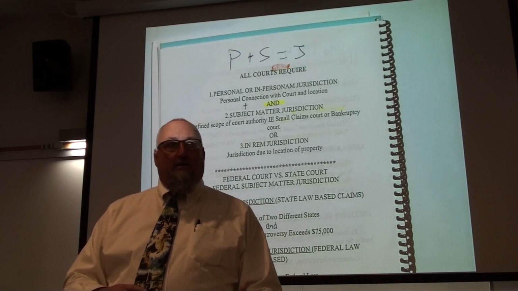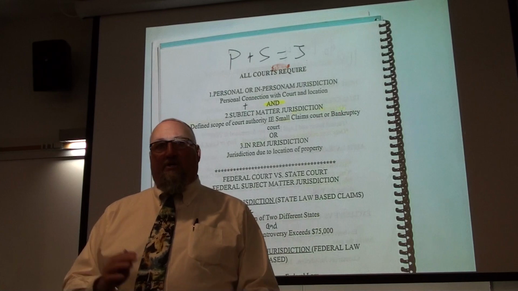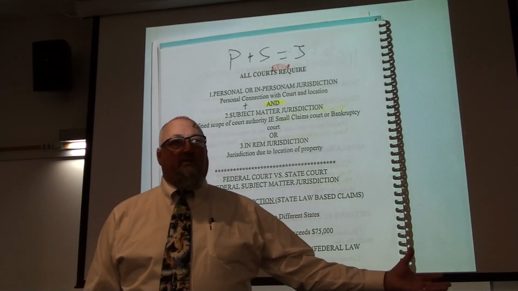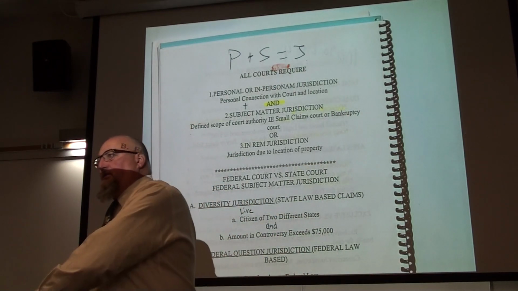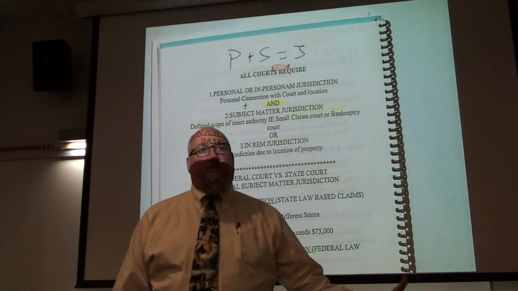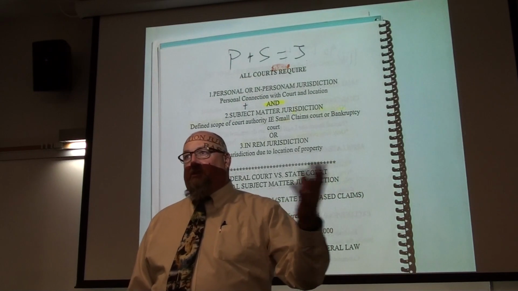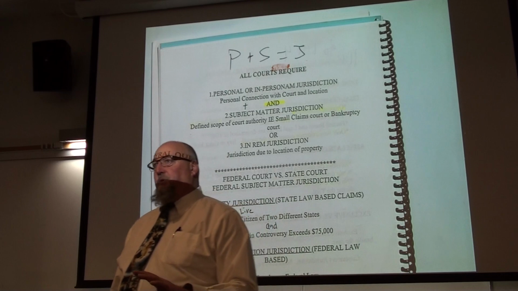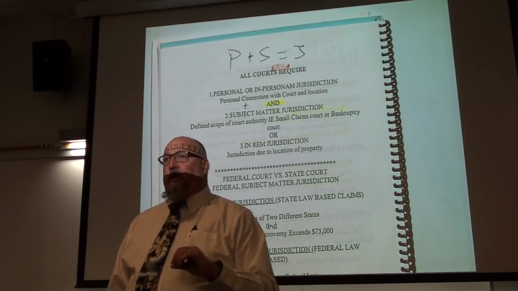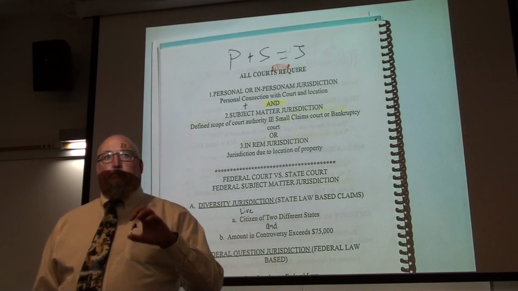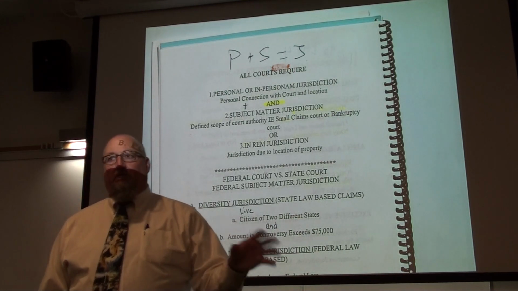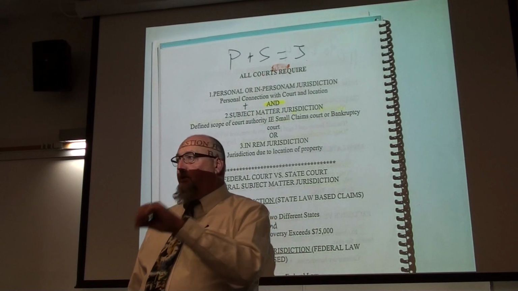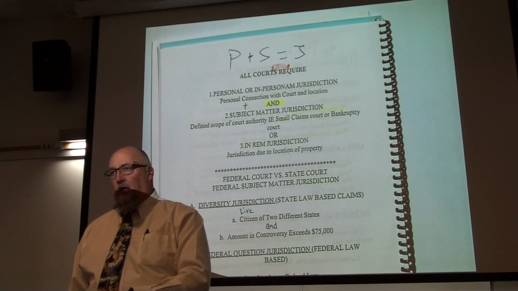Is it criminal? Is it civil? Is it breach of contract? Is it bankruptcy? Is it a divorce case? Is it a name change? Is it adoption? Is it probate after somebody died? Is it small claims? Automobile accident? Whatever the case may be. So we have to look at what is the type of case, civil or criminal, and is it the type of case that that particular court has the authority to handle.